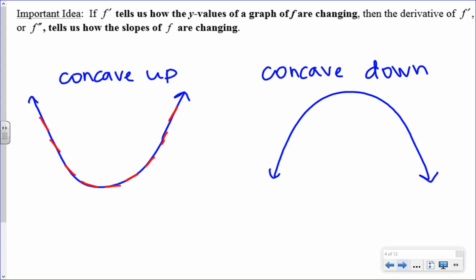As we go from left to right with concave up, our slopes are getting bigger or smaller? Okay, well, we start negative, right? But as we get less steep in the negative direction, wouldn't those numbers be bigger? Right? And then as we curve around, these slopes get steeper in the positive direction, therefore they get bigger, right? So concave up, our slopes are getting bigger, or our slopes are increasing.